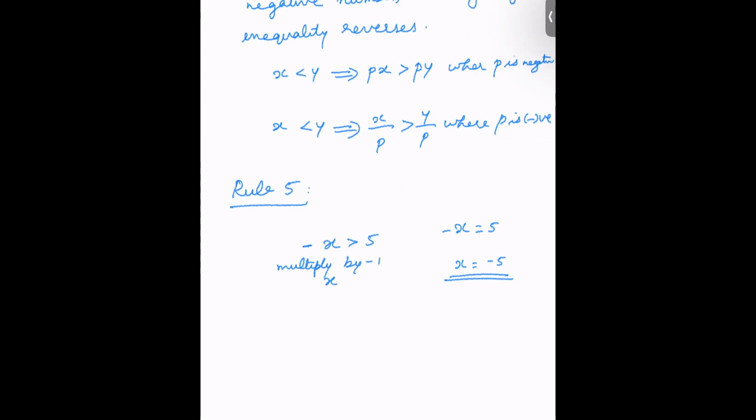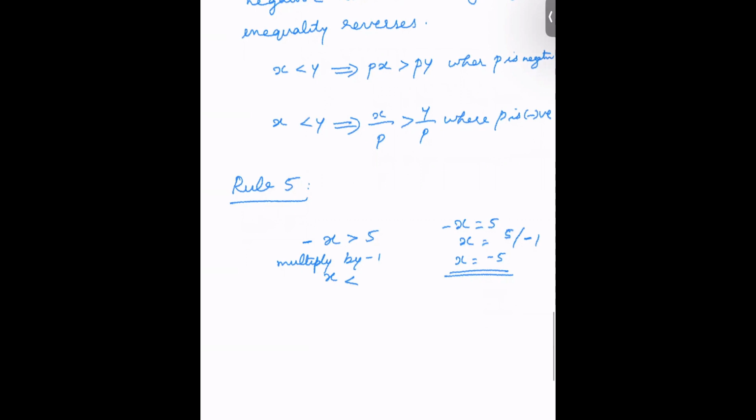In the case of inequation, what you did was x is equal to 5 divided by -1. This is what you did, and you got -5. But in this case, if you are multiplying or dividing by -1, what will happen? A negative number will immediately reverse the inequality sign. Got it? So this is what rule number 5 says.